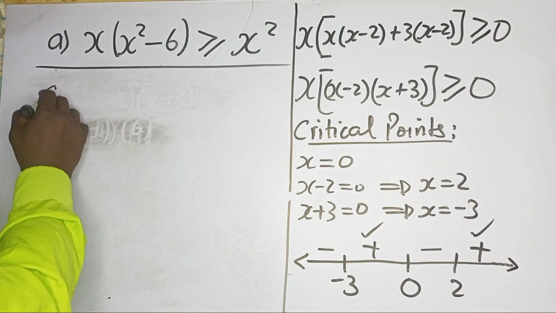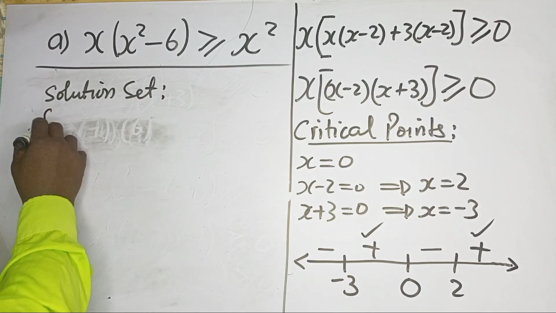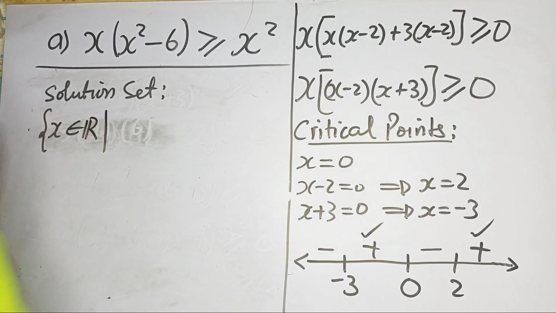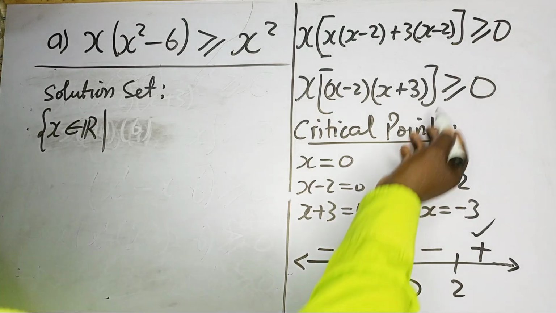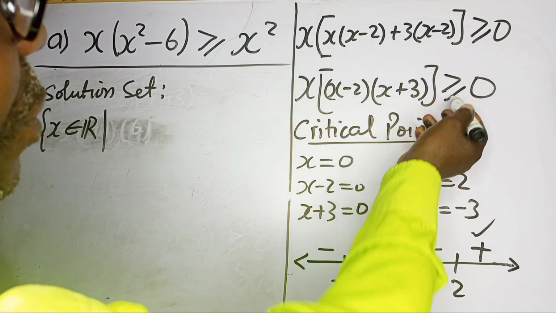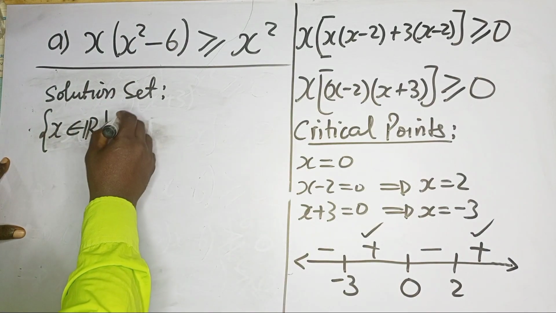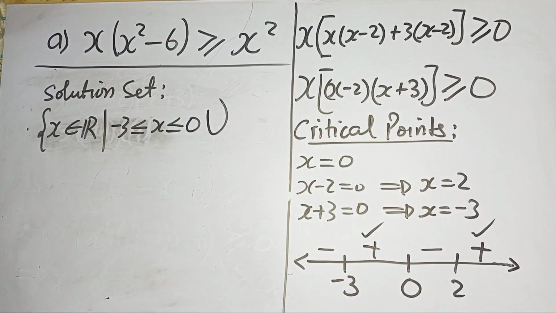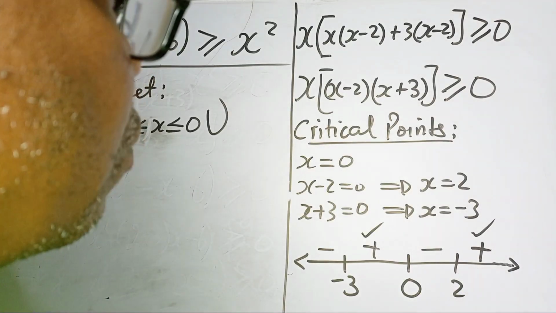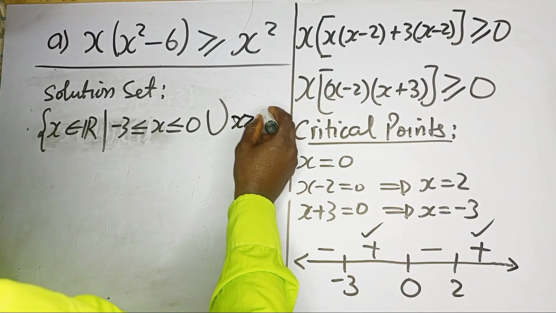So for this first inequality, we'll say our solution set will be all real values such that we take this. How do we represent this interval? -3 less than or equal to, because it is greater than or equal to. So -3 less than or equal to x less than or equal to 0, or elements in this zone, all values of x to the right of 2, including 2. So x greater than or equal to 2.